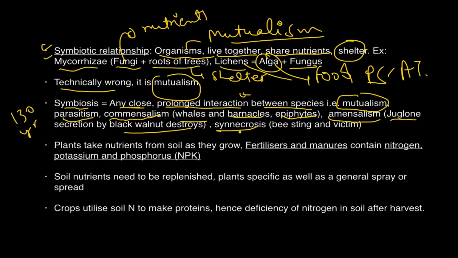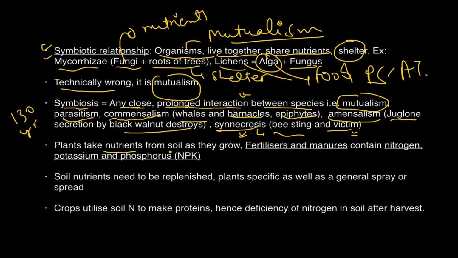And synnecrosis is rare, extremely rare, because it means that both the parties are harmed. Example, when a bee bites a victim to protect its hive, both the bee suffers as well as the victim suffers. Please remember this. Bee bite करके bee does not like it. It only stings when it has threat to its hive. So this is called synnecrosis. Can you have a logical evolutionary reason why synnecrosis is rare? Because it is harmful to both the parties, obviously evolution will not select it, sir.